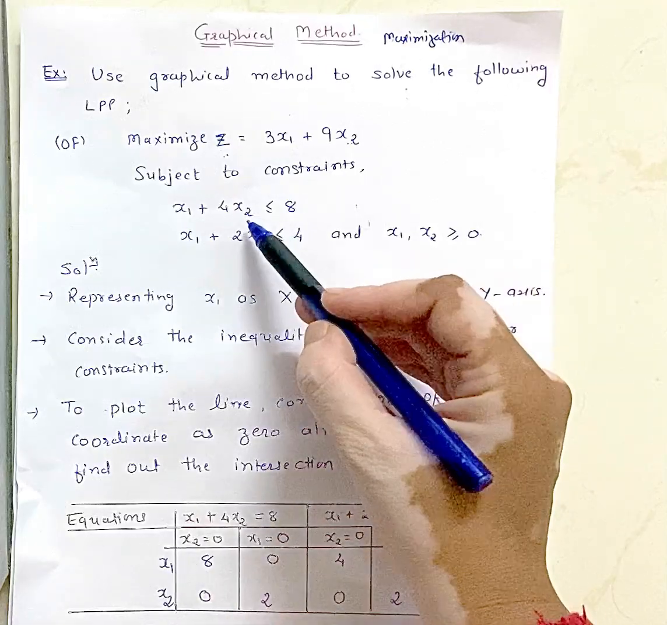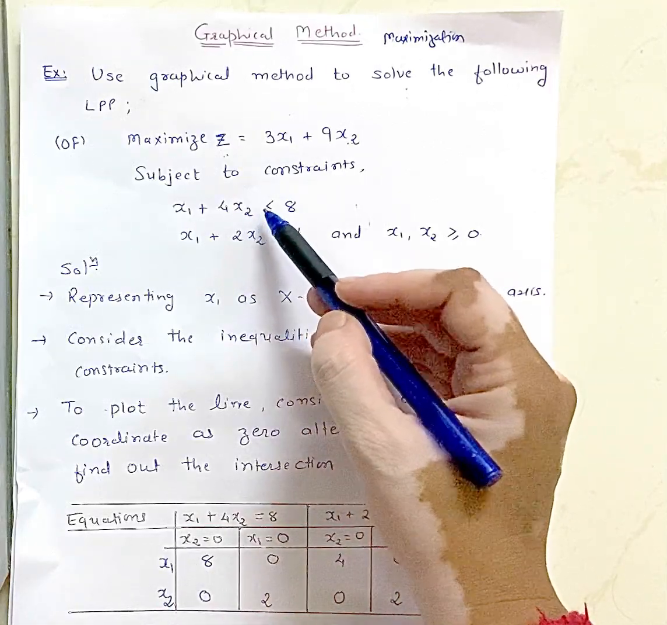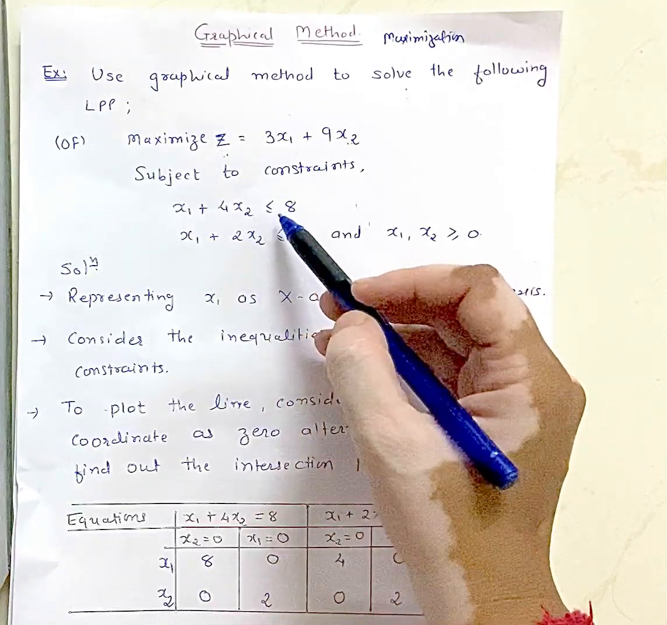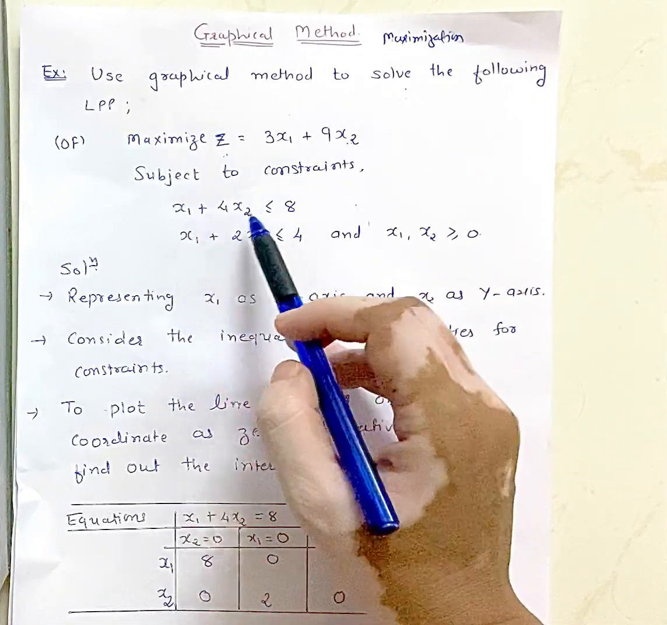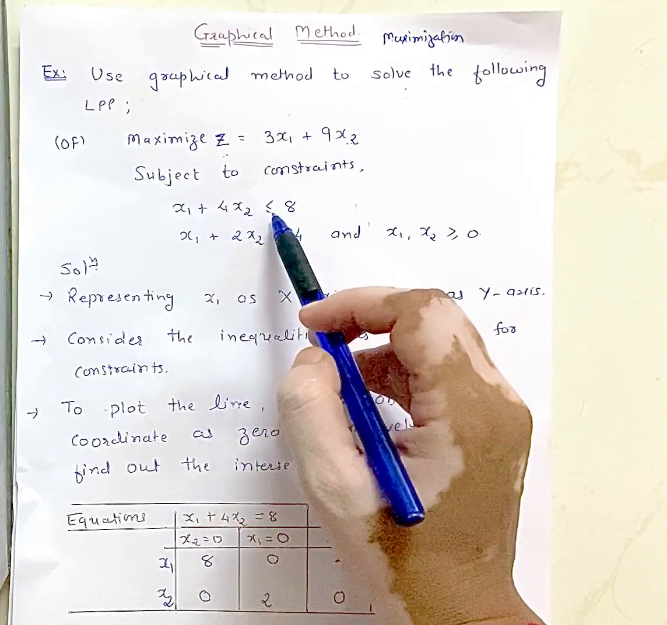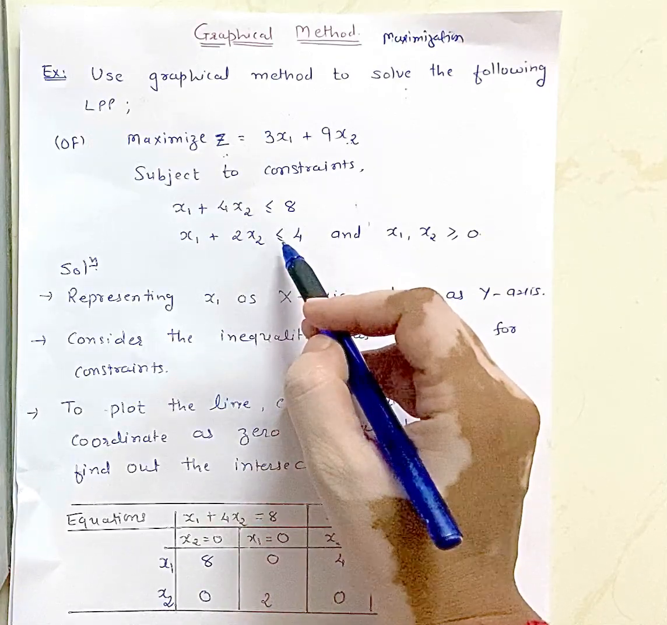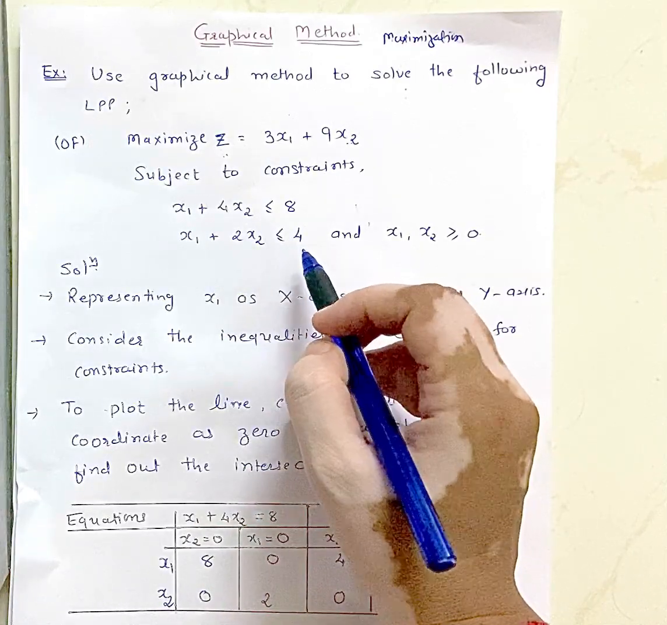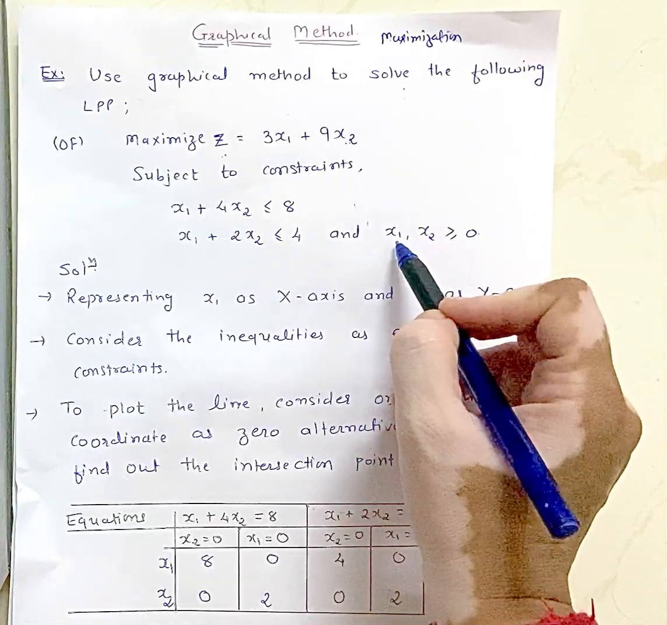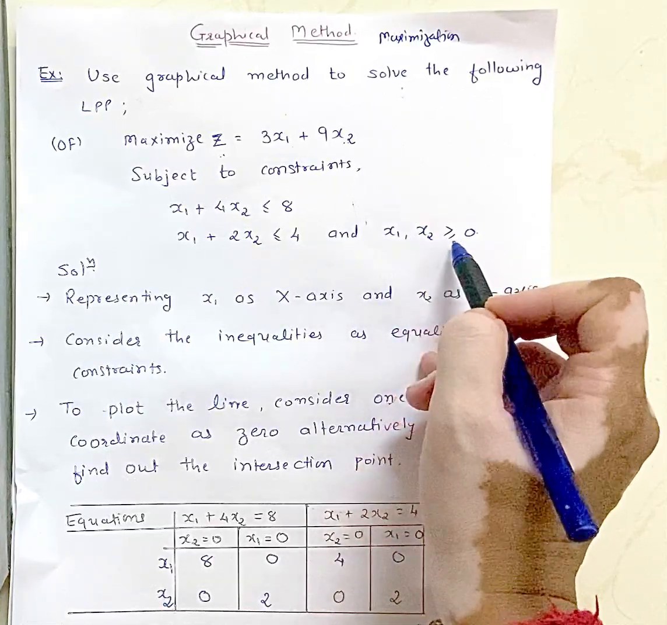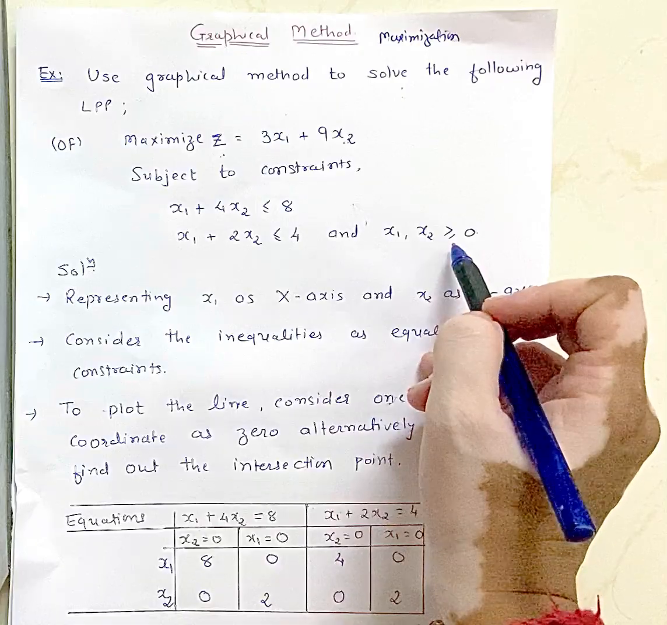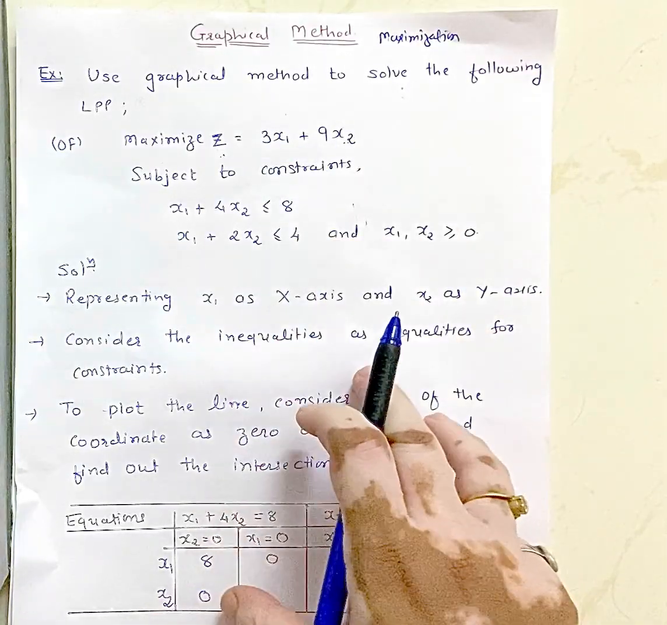Constraints are given; there is no restriction on how many constraints there can be. Here the first constraint is of less than or equal to type, and the second one is also of less than or equal to type. And the non-negativity condition is there: x1, x2 greater than or equal to 0. This is the LPP in normal form.